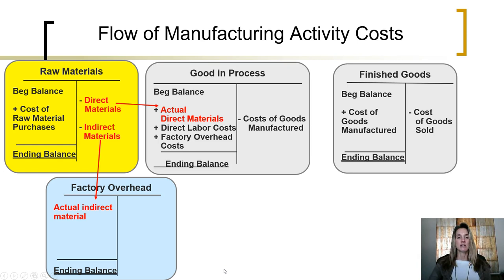So what we're seeing in T account form is the balance in raw materials, which is added to the purchases. The direct material costs are credited out of raw materials and debited into goods in process. Actual indirect material costs are credited out of raw materials and debited into factory overhead.